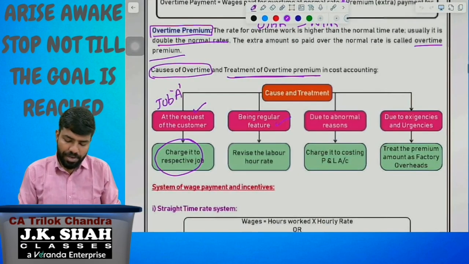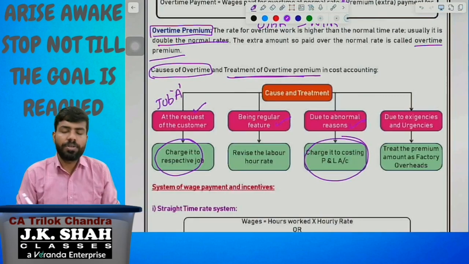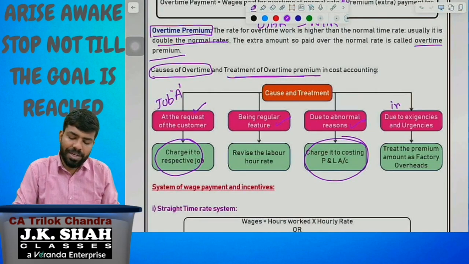Next, third scenario, abnormal reasons. What are the abnormal reasons? Machine breakdown, power failure, floods. So what do we need to do? We need to charge it to the P&L account. Next, due to exigencies and urgencies, nothing but irregular production.